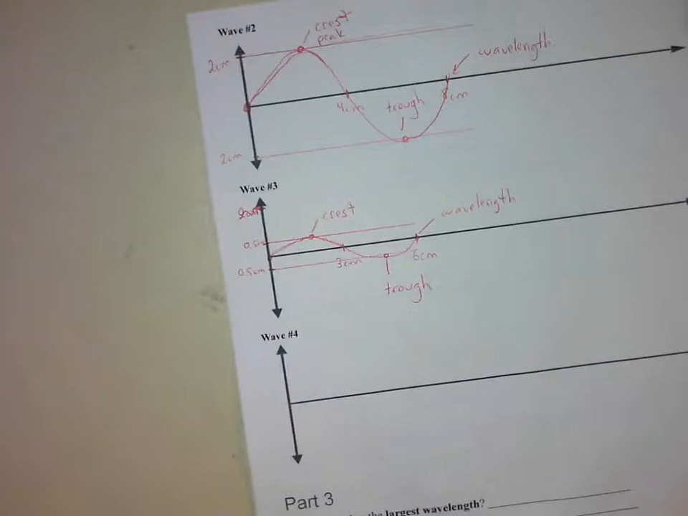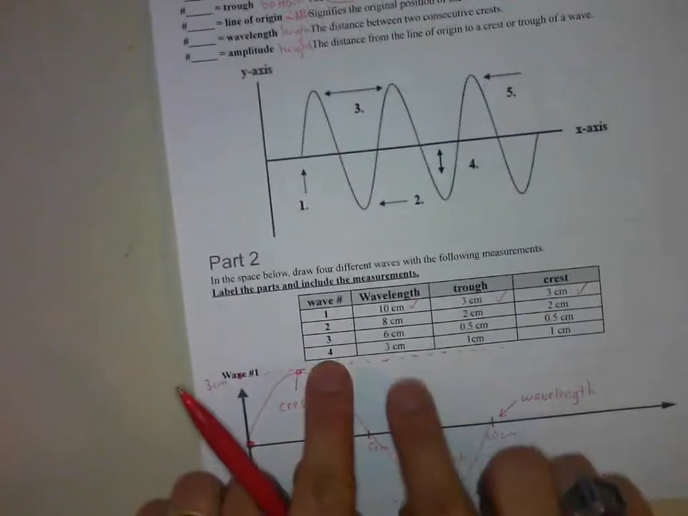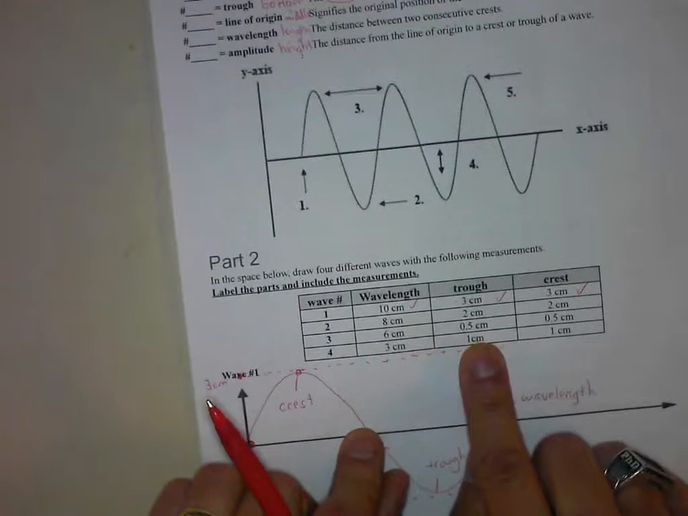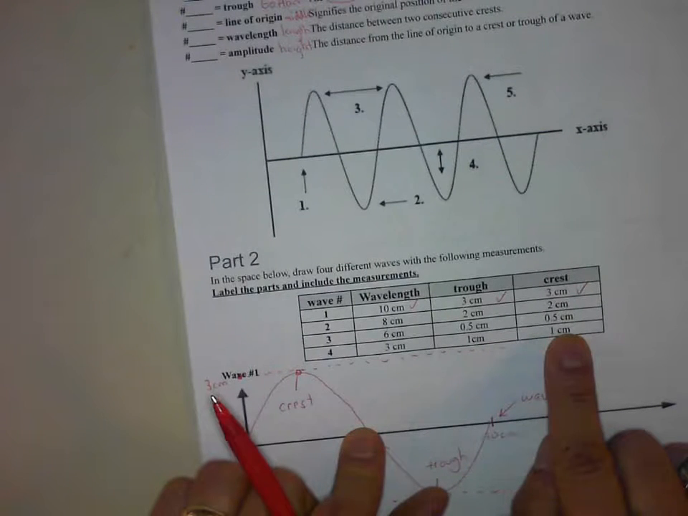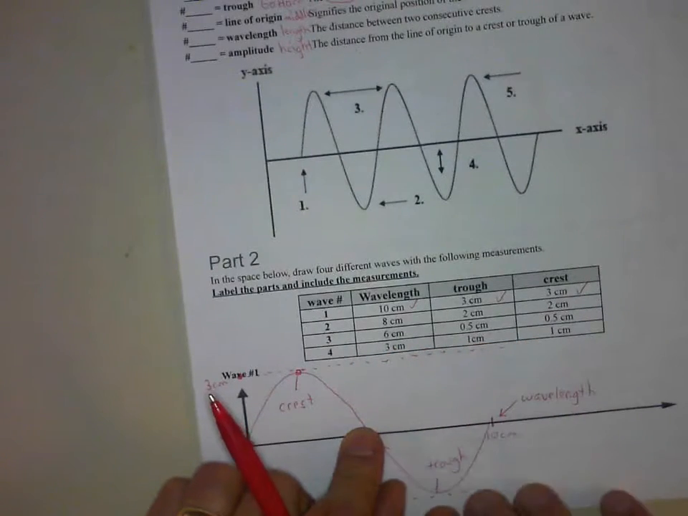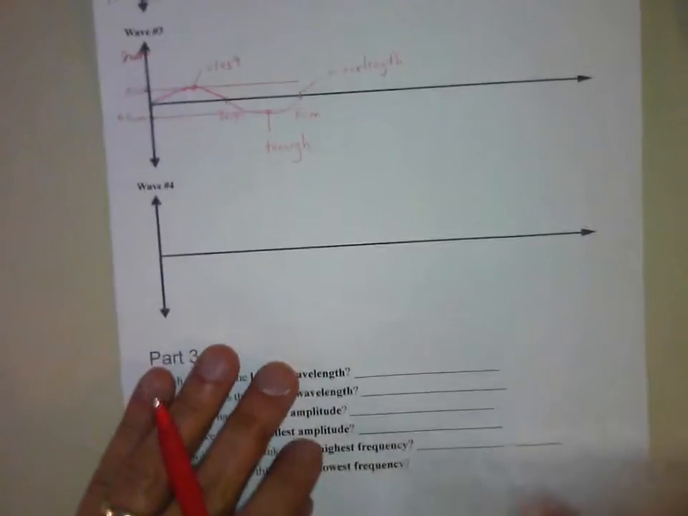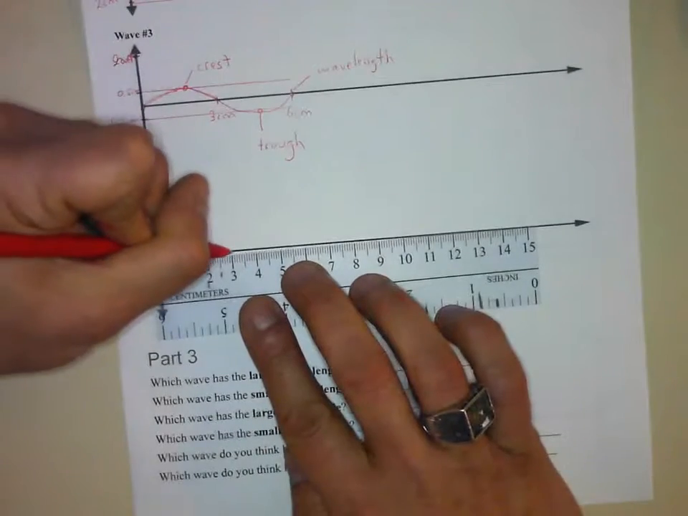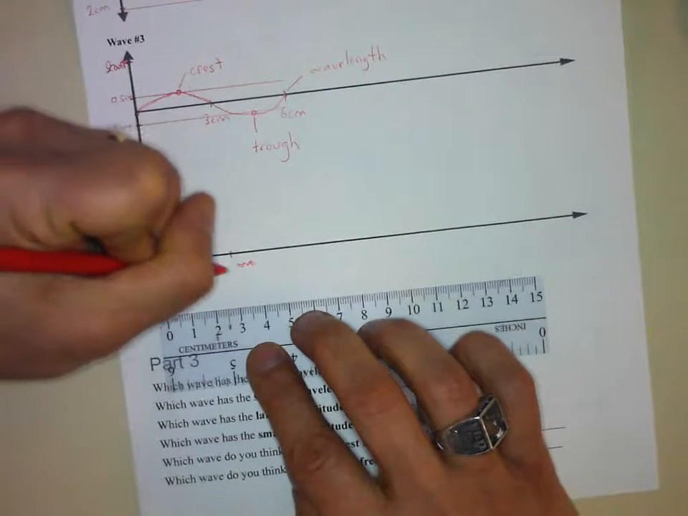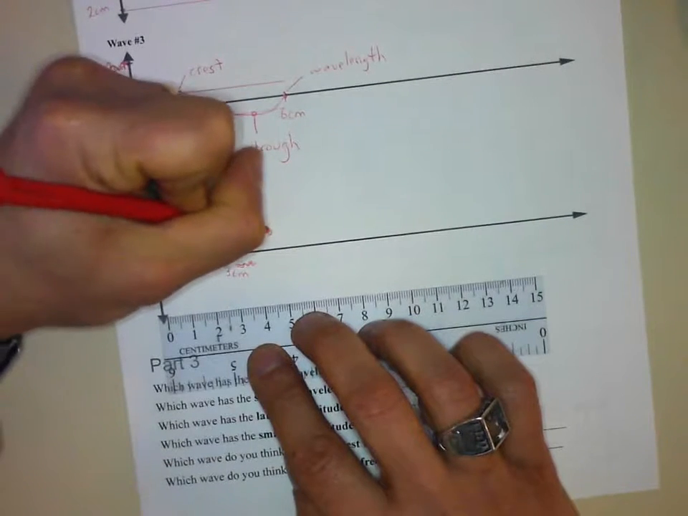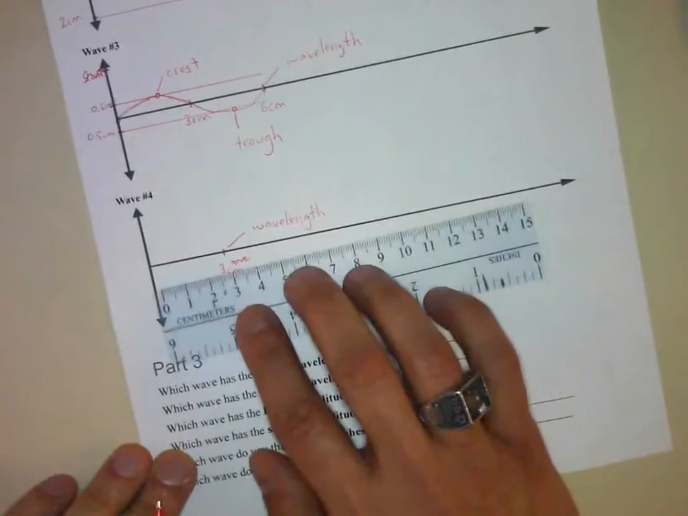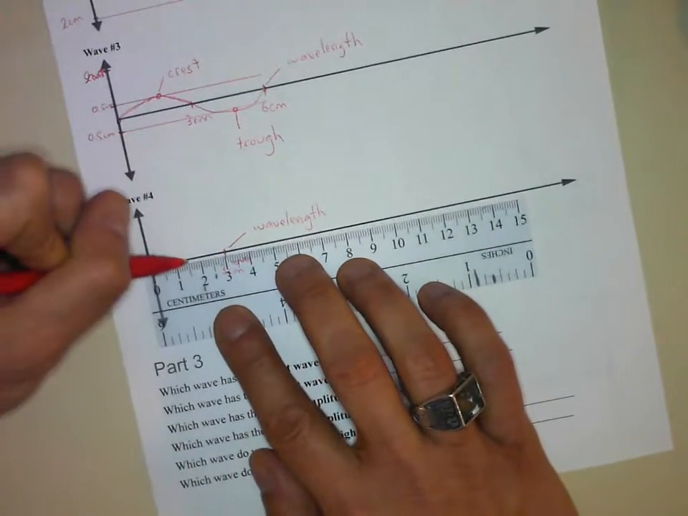And wave number 4. Wave number 4. The wavelength is 3. Trough is 1 centimeter. Crest is 1 centimeter. Okay. 3, 1, 1. Okay. So my wavelength is 3. I'm going to come back here. I'm going to draw 3 centimeters. This is wavelength. Excuse me. 3 centimeters, and this is my wavelength. Okay. The middle is 1.5.